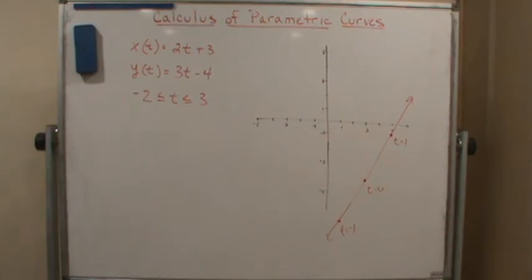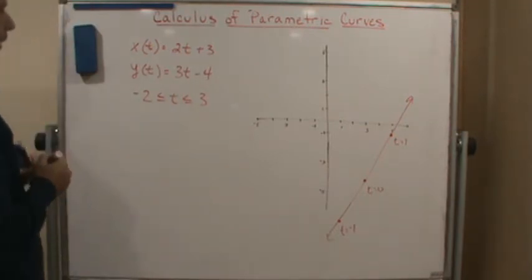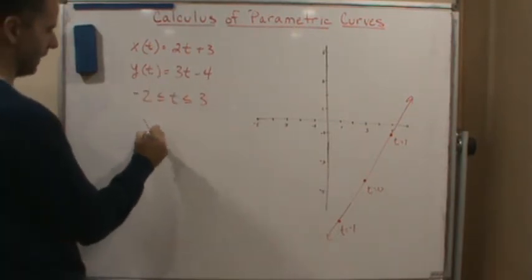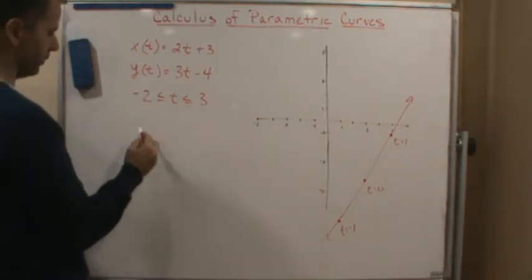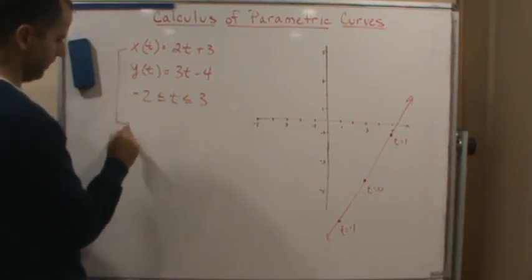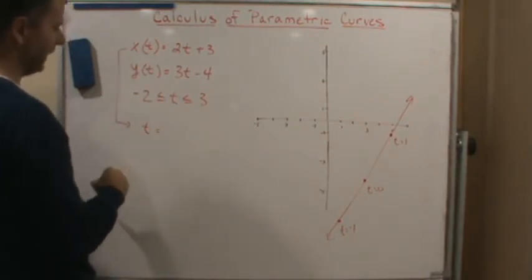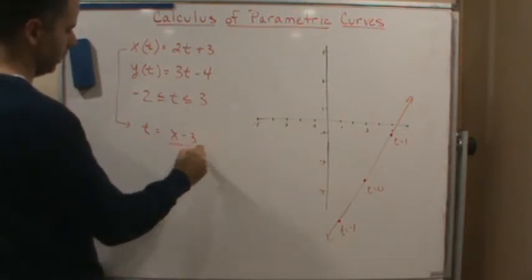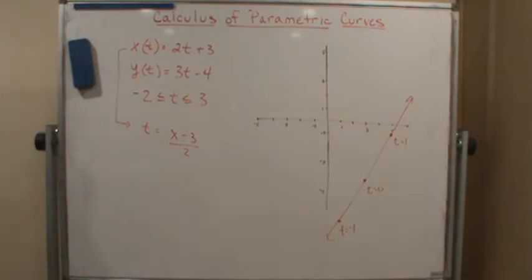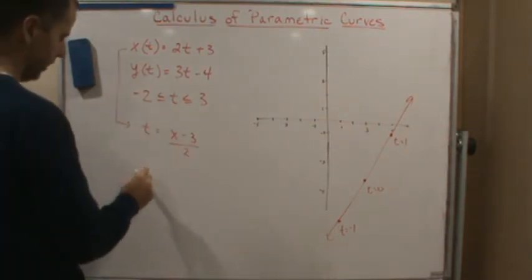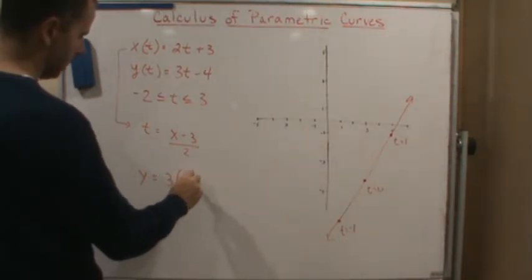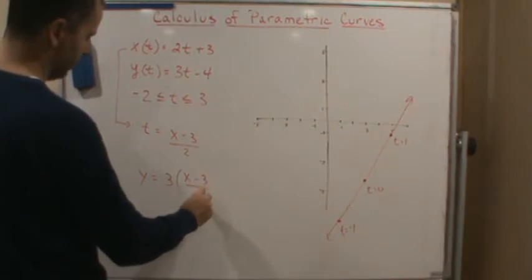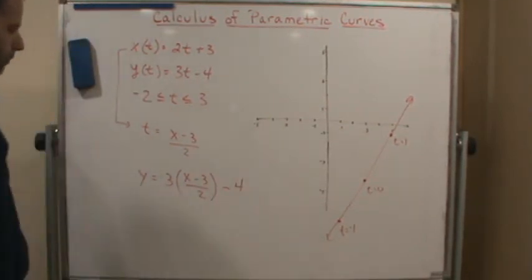Now what we're going to do is basically eliminate the parameter. So let's do that. We're going to solve for t. We're going to solve for the first one. So we get t equals x minus 3 divided by 2. Then we're going to substitute that into y. So we get y equals 3 times x minus 3 over 2 minus 4.